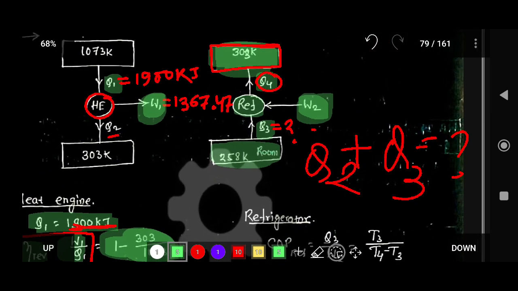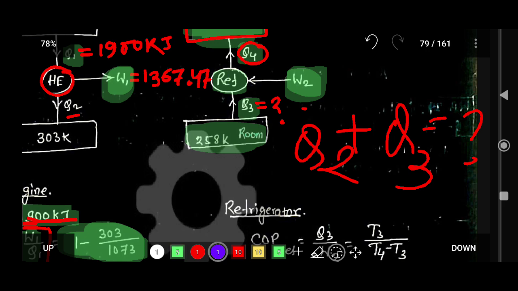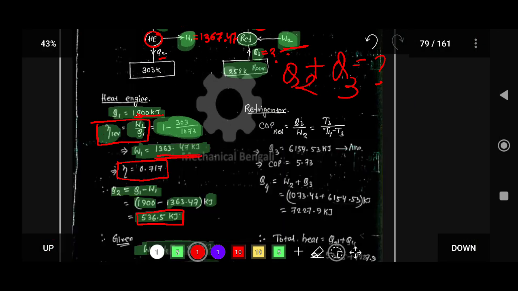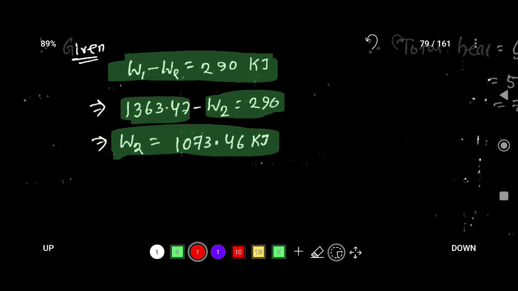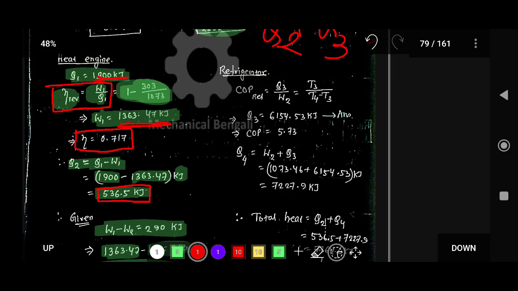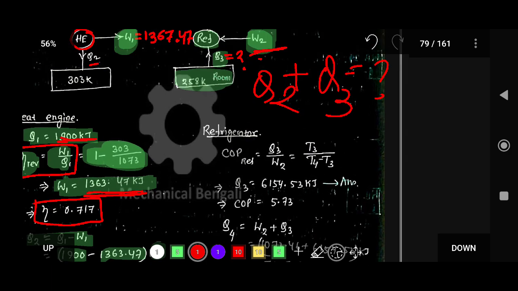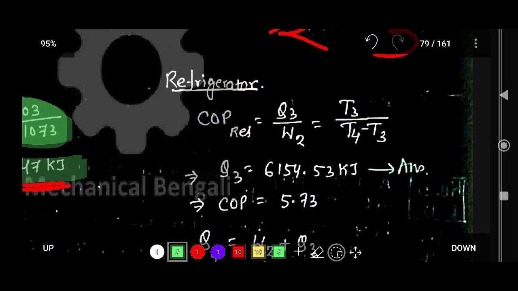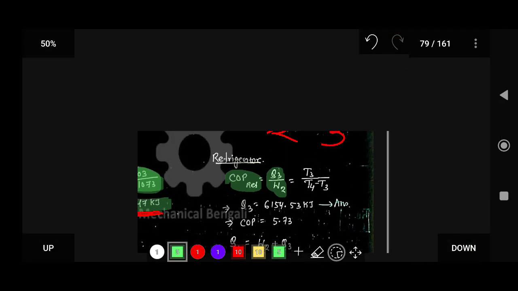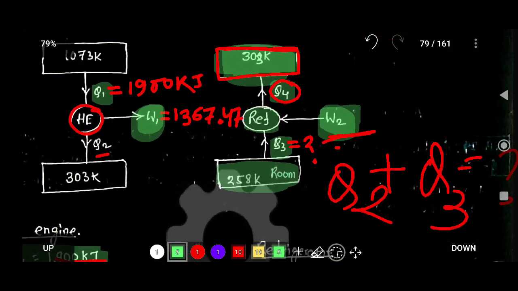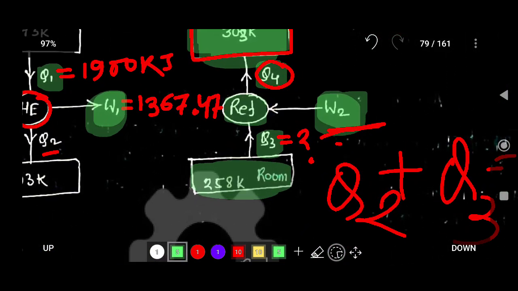Now focus on the refrigerator. So we found this value, W2, which is basically 1073.46 kilojoule. Now if you want to calculate the COP of the refrigerator, that is basically equal to Q3 by W2. So for the refrigerator, this is the cooling effect Q3 by work input, the energy input, that is W2.